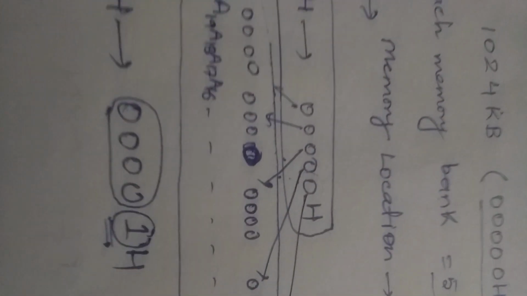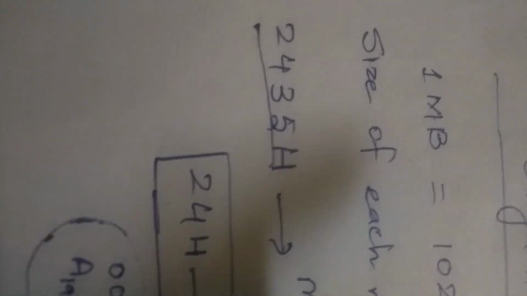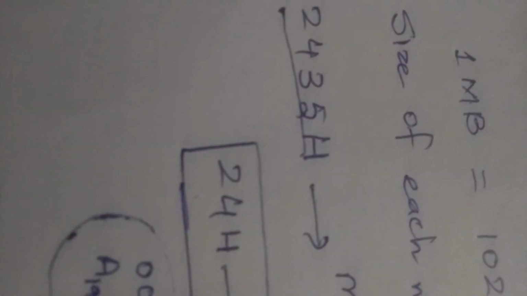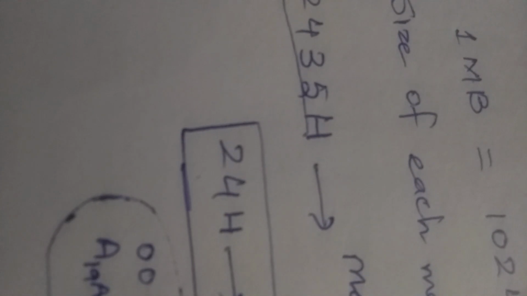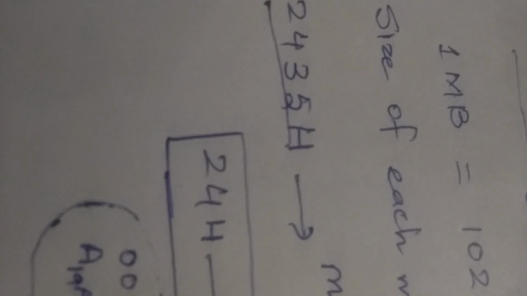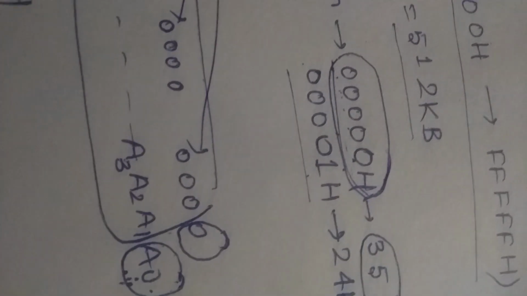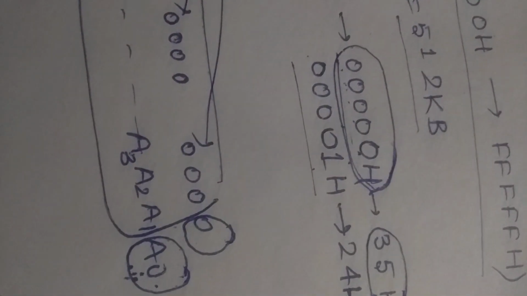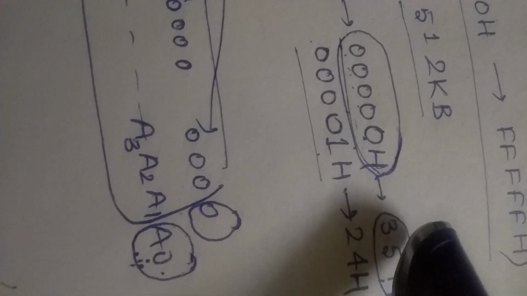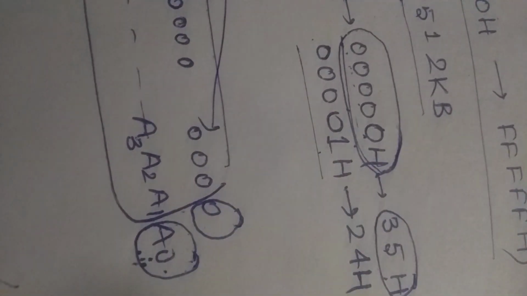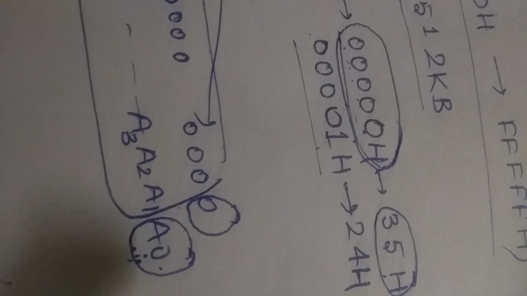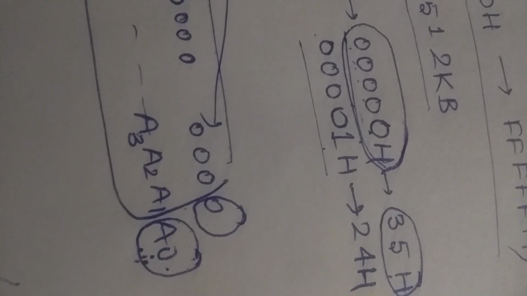Now, I am going to take another example of 16-bit data like 2435H. If we have to read 16-bit data, then both the banks must be enabled. To enable both the banks, the values of A0 and BHE bar both must be 0. This 16-bit data is loaded in two memory locations. Lower order data 35H is loaded at 00000H, that is at the even address, and higher order data is loaded at 00001H.